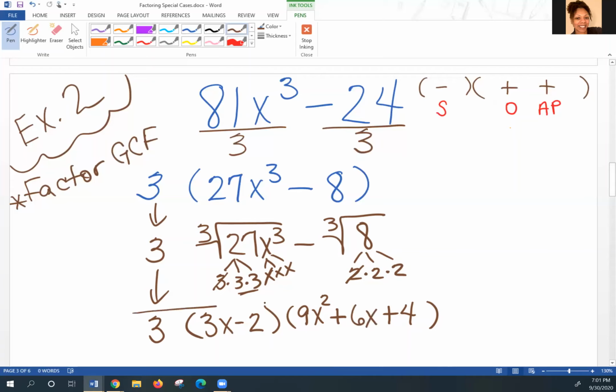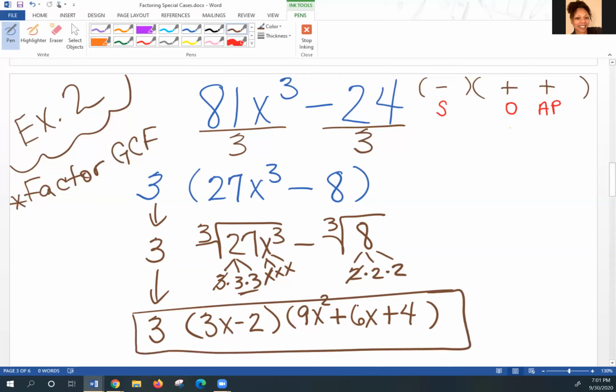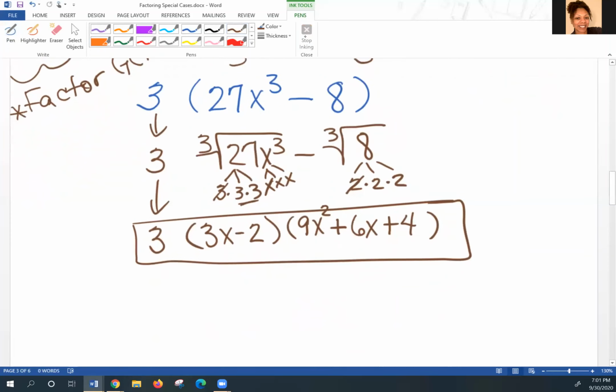But again, don't forget, even if you have to draw your little arrows like I did, don't forget to bring that GCF down, okay? You can't tell me that you're not getting this. This is pretty simple now, right? Okay, let's go on to the next one.